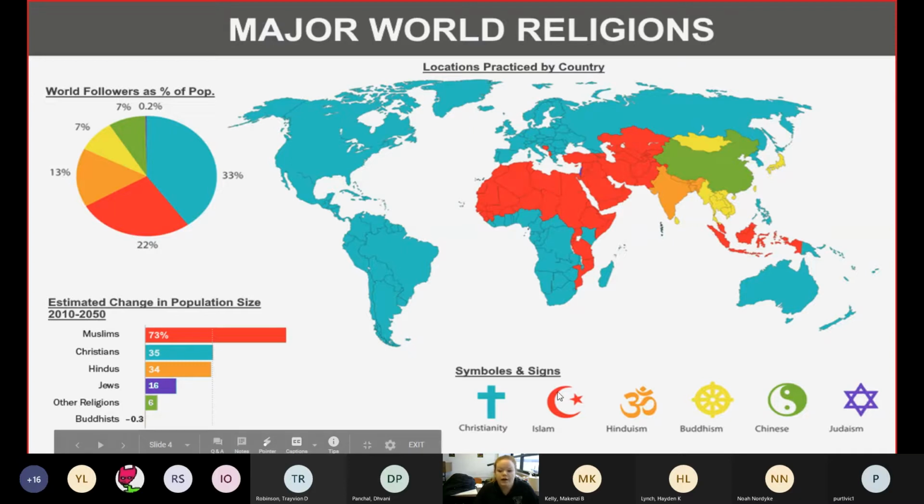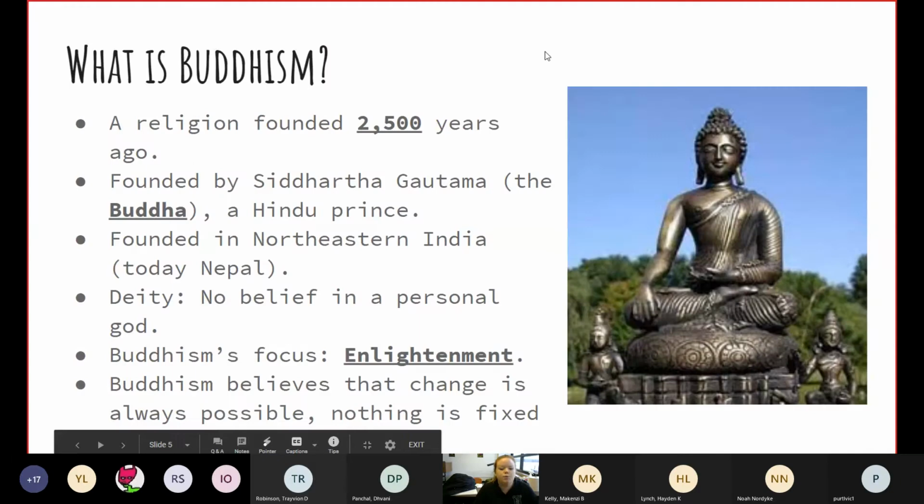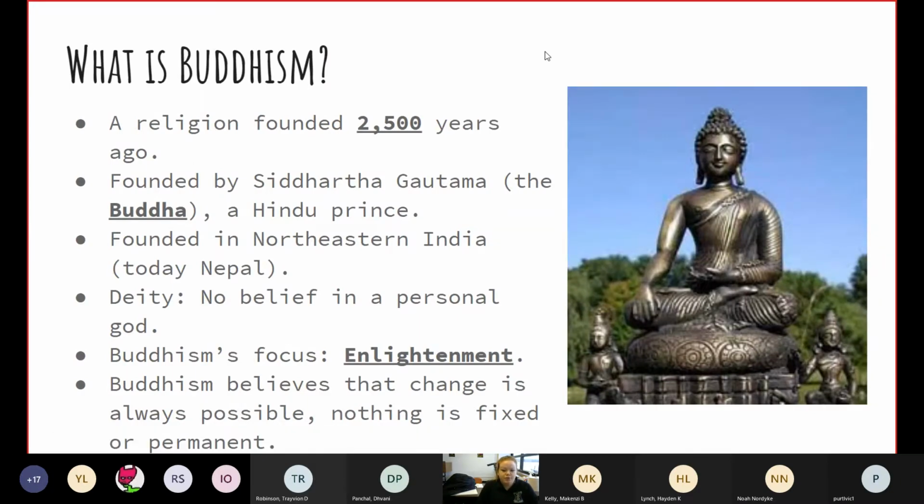Okay, so that's kind of a map of what that looks like. So what is Buddhism? Buddhism is a religion that was founded 2,500 years ago, and it was founded by Siddhartha Gautama, the Buddha. So Buddha is Siddhartha Gautama. They're the same person. He was a Hindu prince. It was founded in northeastern India in what is today Nepal. So today it's known as Nepal.